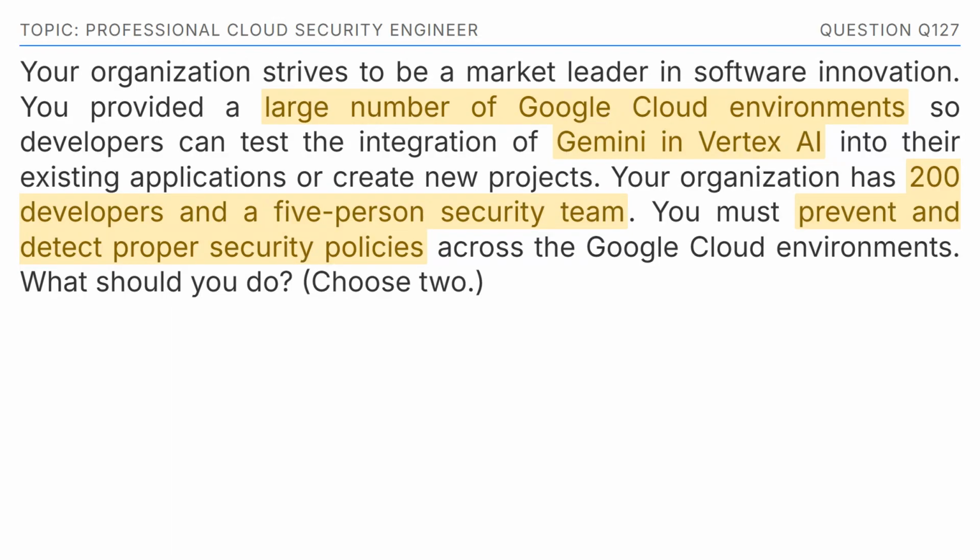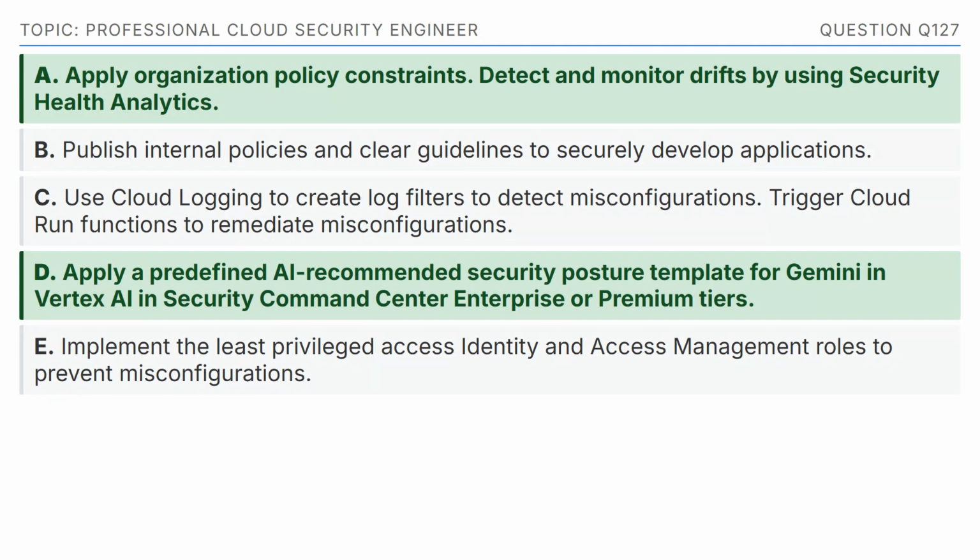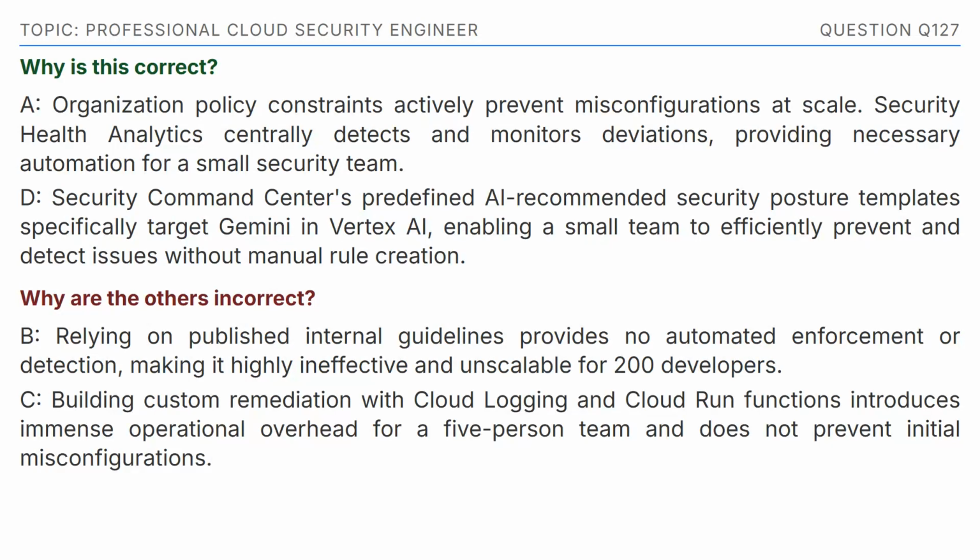To arrive at the correct answer, we focus on the keywords: large number of Google Cloud environments, Gemini and Vertex AI, 200 developers and a 5-person security team, prevent and detect proper security policies. The correct answers are option A, apply organization policy constraints. Detect and monitor drifts by using Security Health Analytics. And option D, apply a predefined AI-recommended security posture template for Gemini and Vertex AI in Security Command Center Enterprise or Premium tiers. Why is this correct?